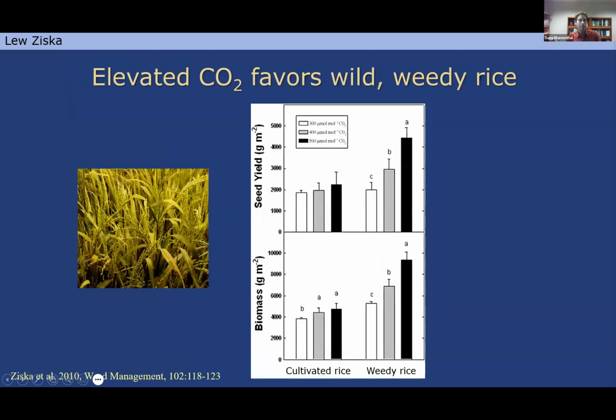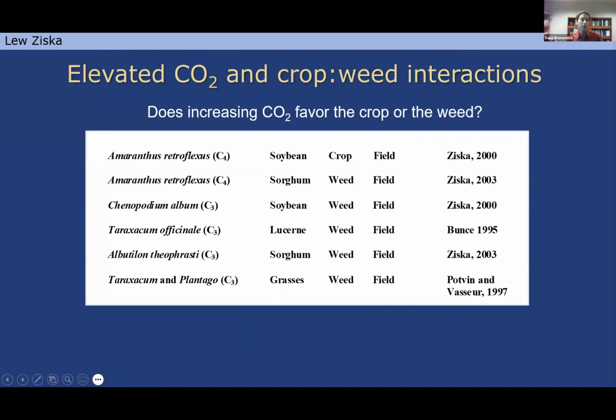Here's another example in which the comparison isn't between different types of weeds, but between the weed and the crop. This is looking at red rice or weedy rice, which is a common weed in cultivated rice in many parts of the world. And these were grown at 3 different CO2 concentrations in a growth chamber, 300, 400, and 500, representing pre-industrial, more or less current, and future CO2 concentrations. And what you can see is that the weedy rice was very responsive to the increase in CO2, much more so than the cultivated rice. And this led to greater competition, greater interference from the weed on the crop.